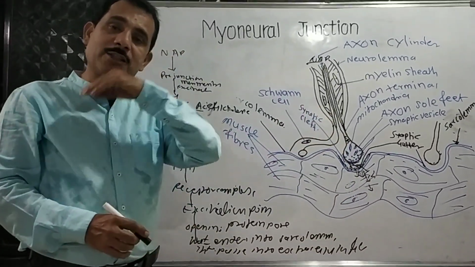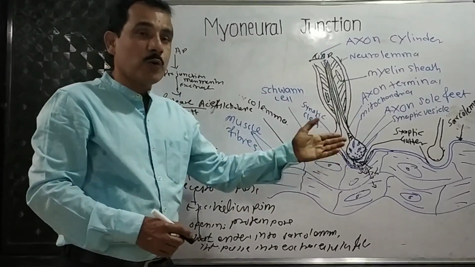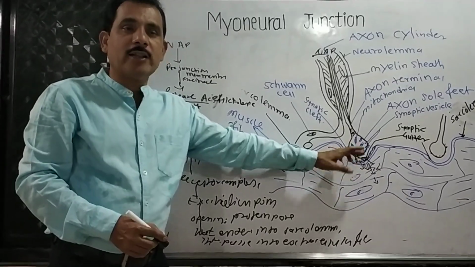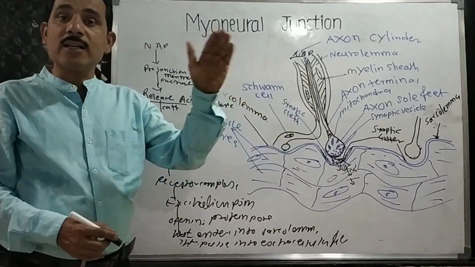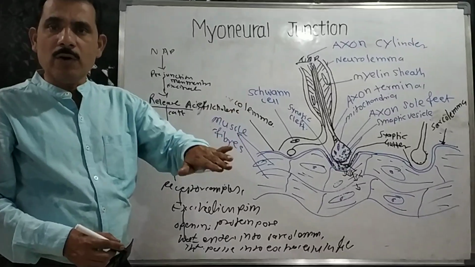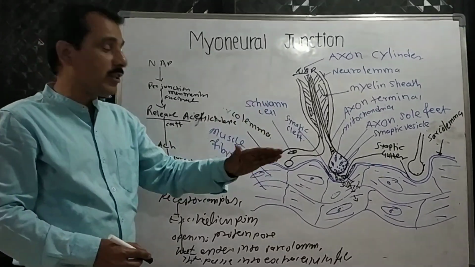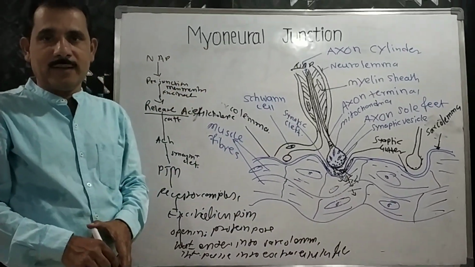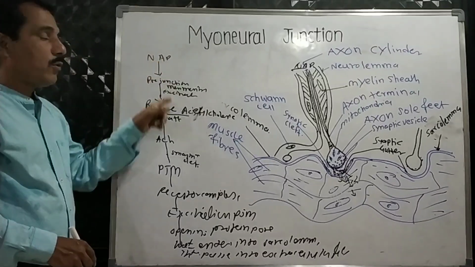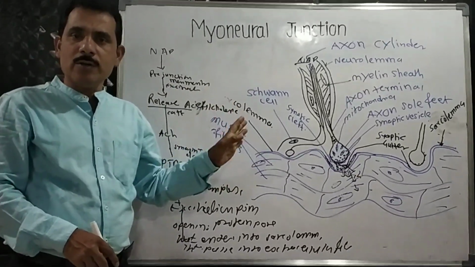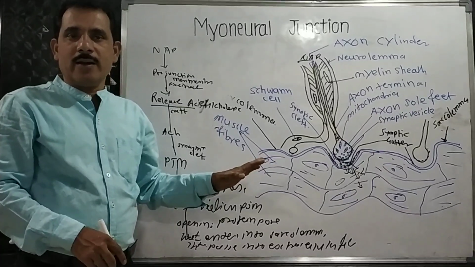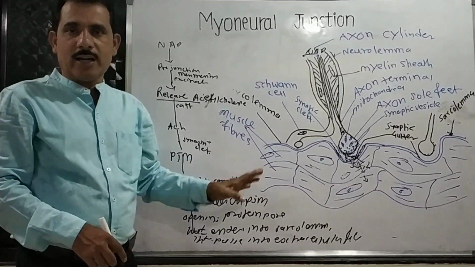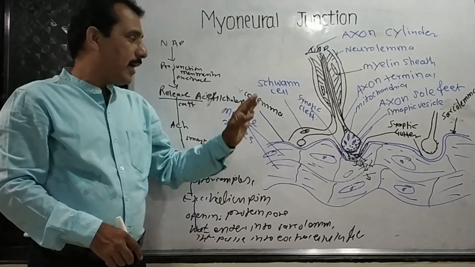After this transmission of the impulses, what happens? Sodium is pumped out from the sarcolemma into the extracellular fluid, and potassium passes from the extracellular fluid into the sarcolemma, that is, into the intracellular fluid, and it comes back to the normal level. This is neuromuscular transmission. Did you understand? Watch the video carefully and try to understand the myoneural junction and neuromuscular transmission. That's all. Thank you.